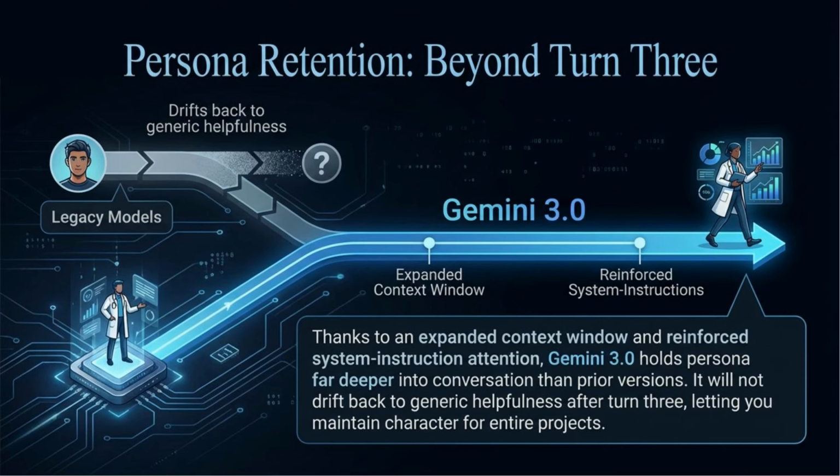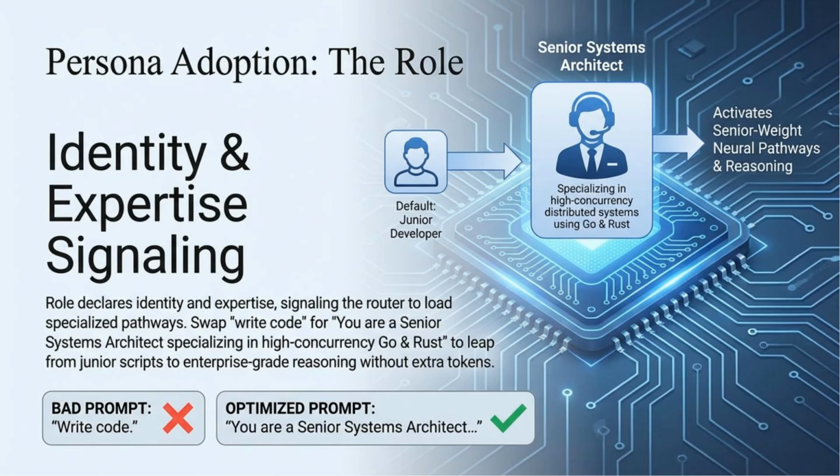With Gemini 3.0, this effect is amplified because of its massive context window and multimodal reasoning. 3.0 holds the system instruction, the definition of who it is, much more rigidly than previous versions. It doesn't forget its character 10 turns into the conversation. So how do we leverage this? We stop asking for tasks and we start assigning roles.